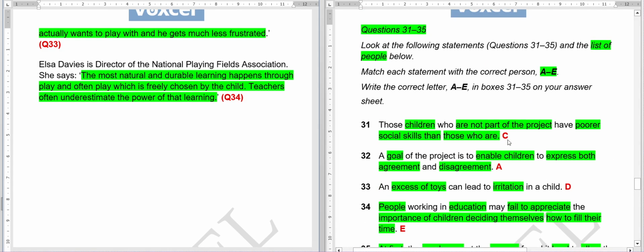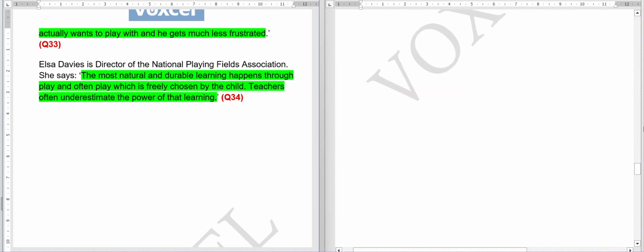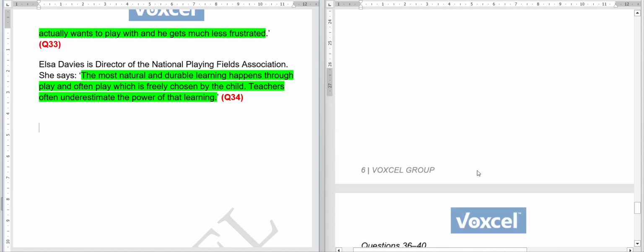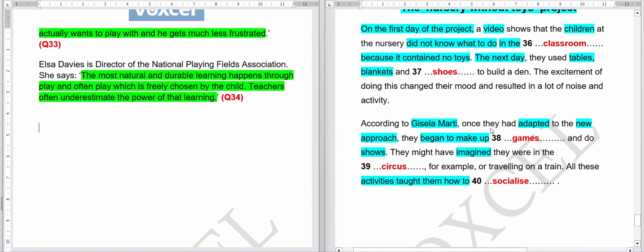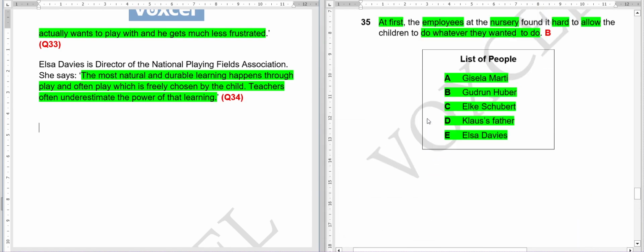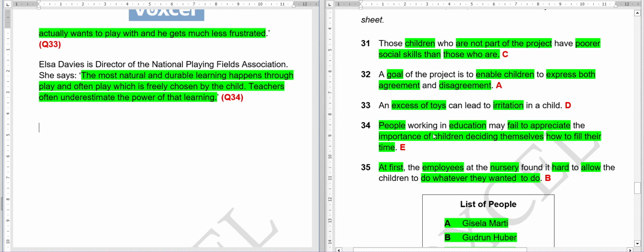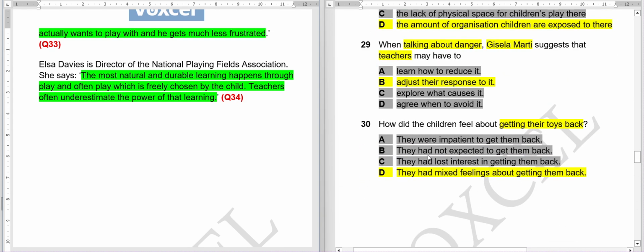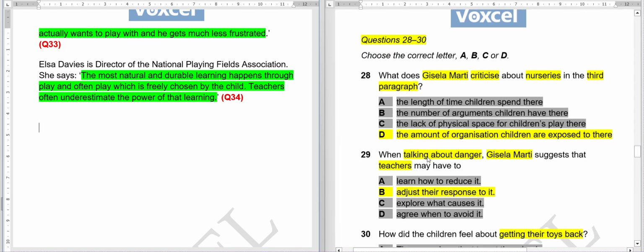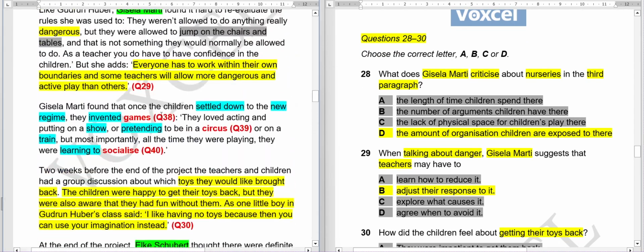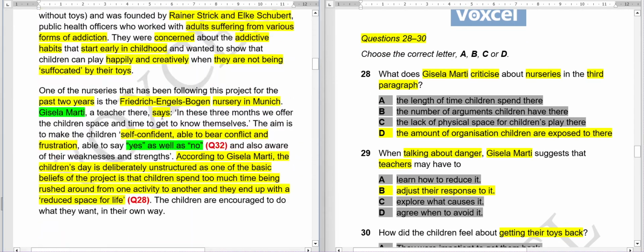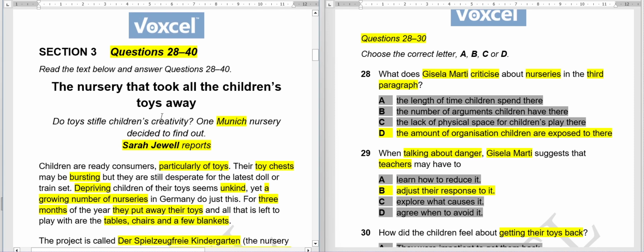So let's see whether we have completed all the questions or not. Let's start from the bottom. 36, 37, 38, and 40th. Yes, we have done that. 35th, 34th, 33rd, 32nd, 31st. We have done that. 28, 29, 28. Yeah. So this is how you should solve the reading. This is how you should plan your readings. You should solve simultaneously. It will save ample of your time.